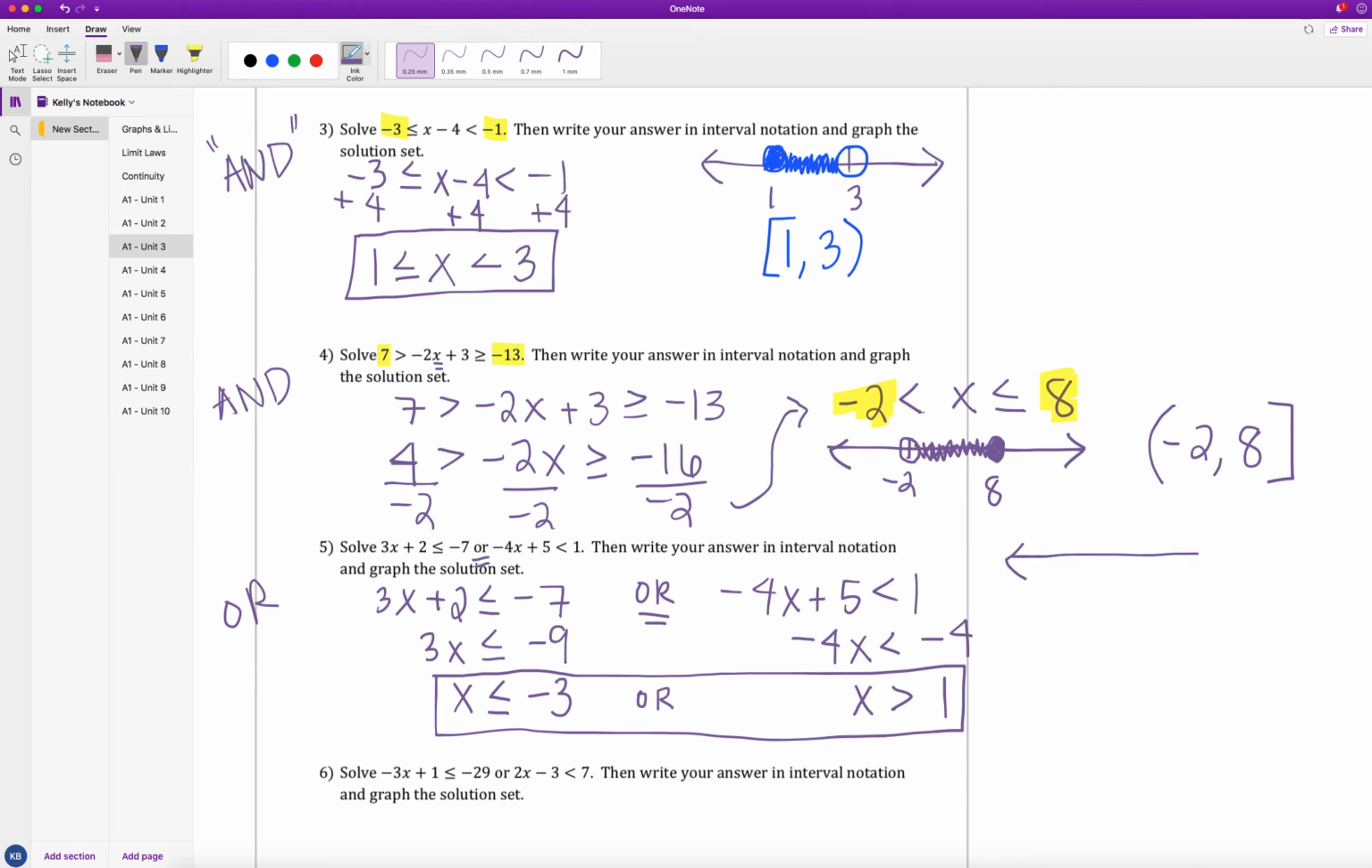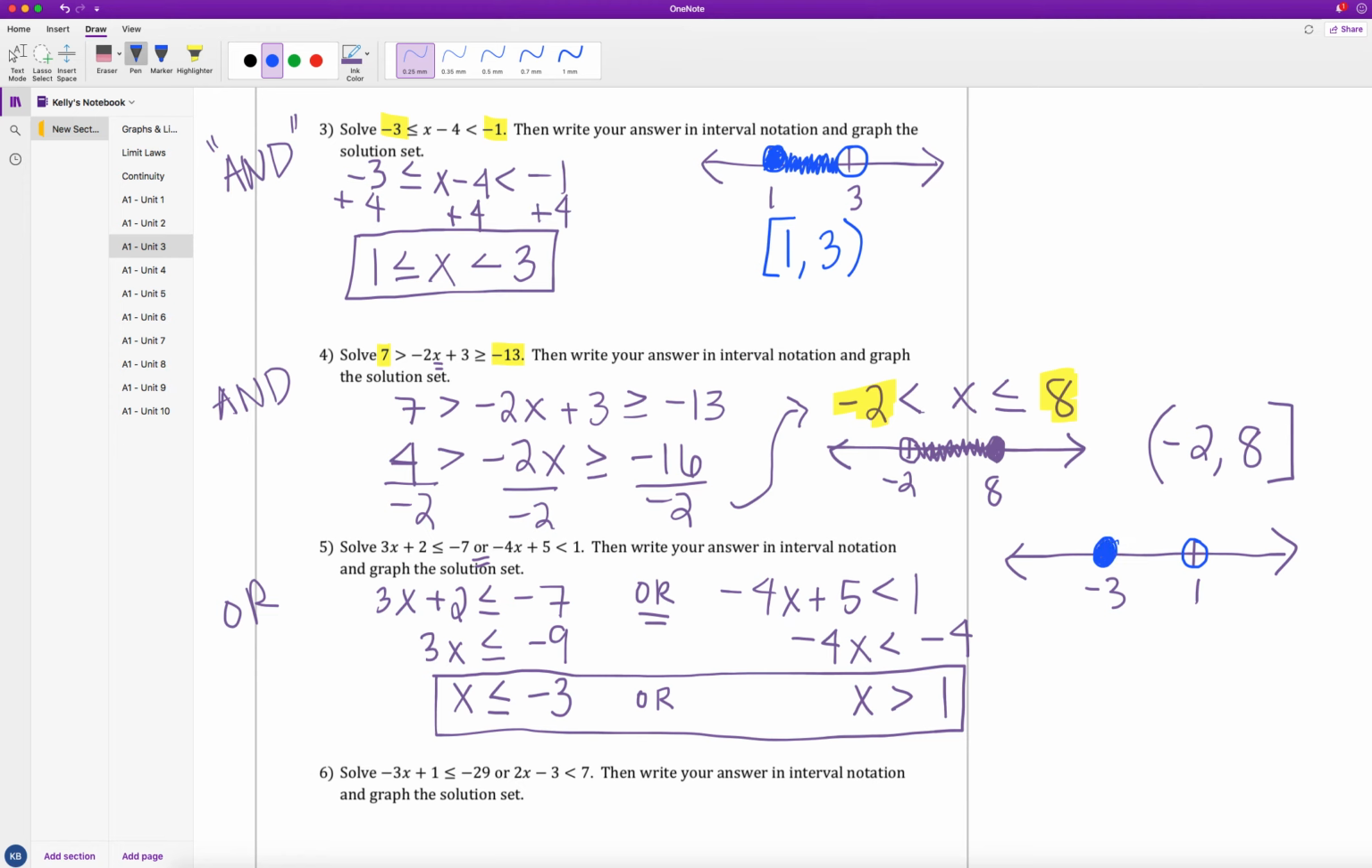Why don't you guys pause the video and graph this on your own first, and then we'll check it together. Okay, so let's check our graph. I have -3 on the left, 1 on the right, since I have to go smaller to bigger. At -3, I have a closed circle because of the equals to bar. And at +1, I have an open circle because there is no equals to bar.